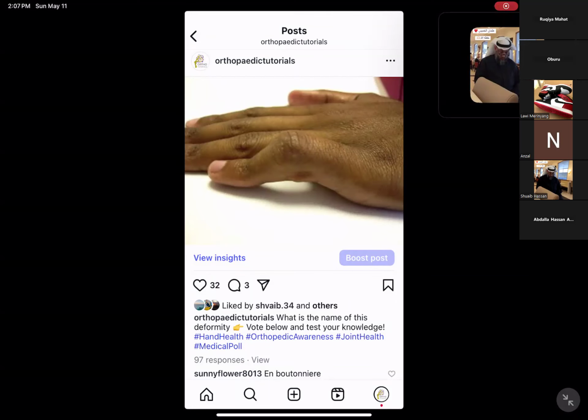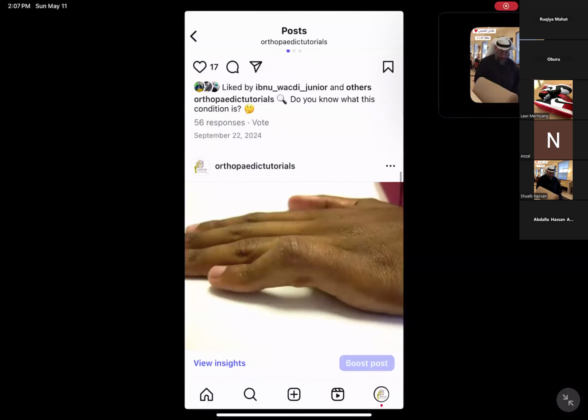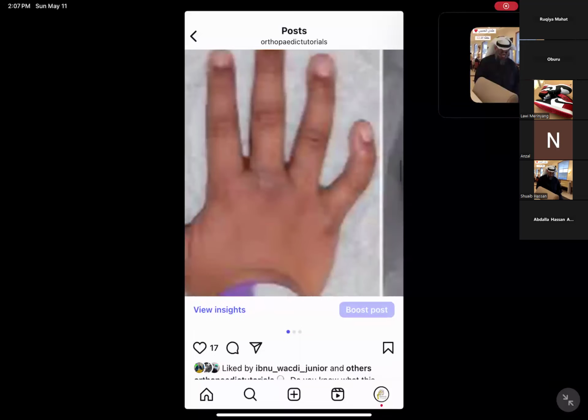Okay, so it may look like a boutonniere, but it's not. A boutonniere has got flexion of the proximal interphalangeal joint and extension of the distal interphalangeal joint. Okay, in this case, there's no history of trauma, there's no inflammatory condition. So this is a clear case of camptodactyly. All right. So, and what about this?